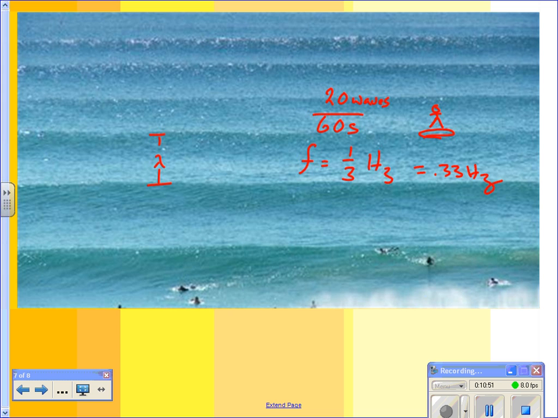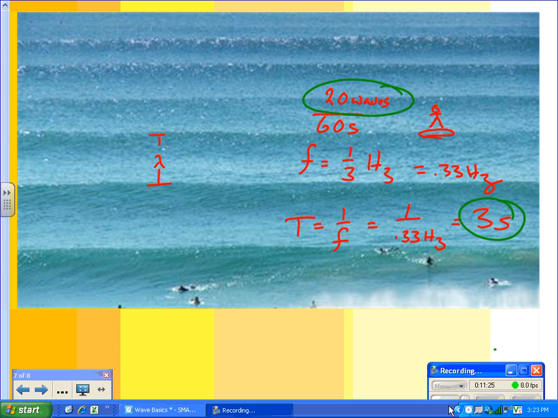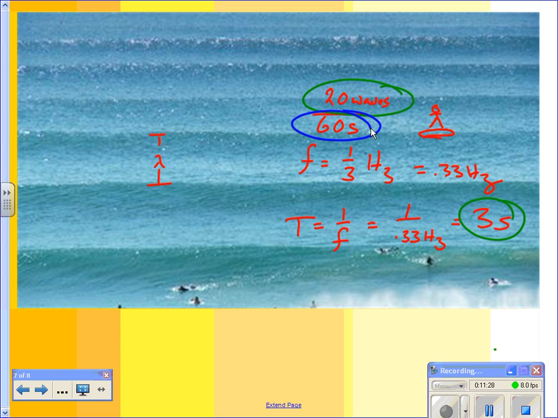The last thing the surfer could do with our measurements is calculate the period. How long does it take one wave to come by? What we just learned last time is that the period T is inversely related to the frequency. So if the frequency is 0.33 hertz, then the period must be 3 seconds. Put that in and see if that makes sense. If there are 20 waves and each wave takes 3 seconds to pass, a total of 60 seconds of time would have elapsed.